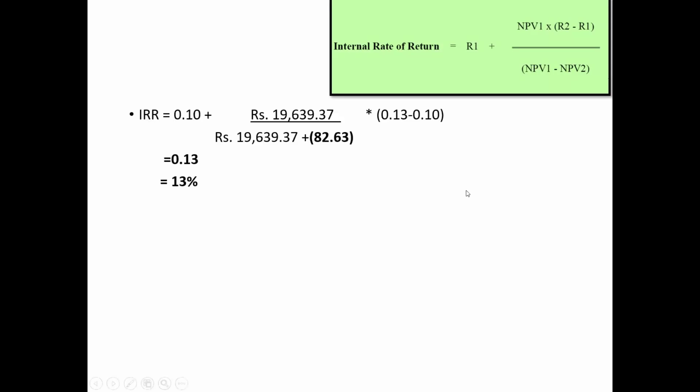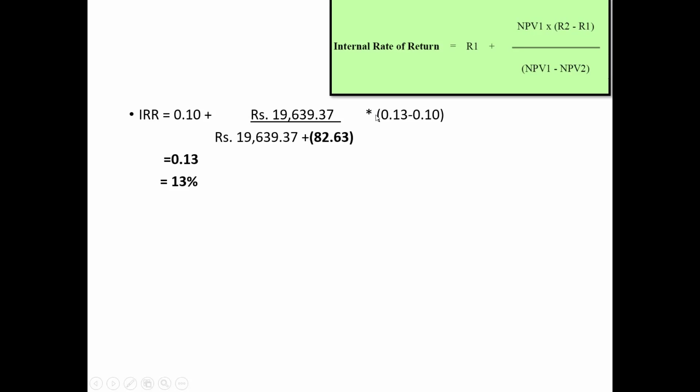So now let's calculate the value. So here, when we come to IRR, first we have to use the lower rate, which is 10%. Then we are going to take the NPV of 10%, which is 19,639 and 37 cents. Then in the next step, we have to take the difference between these two. So here 19,639 and 37 minus 82 and 63 cents, which is negative. So you know that negative means we have to add it.